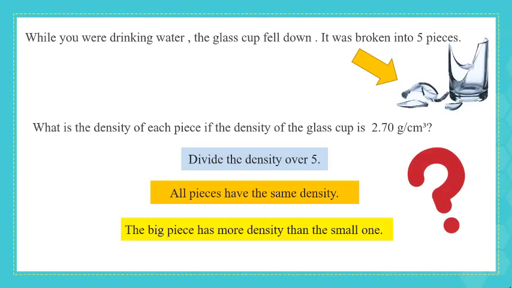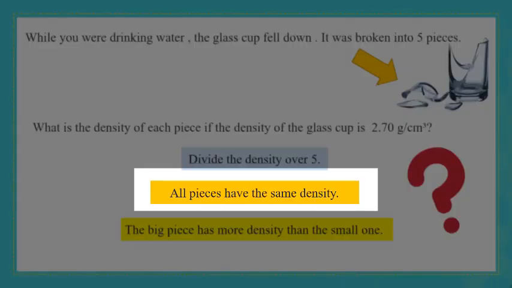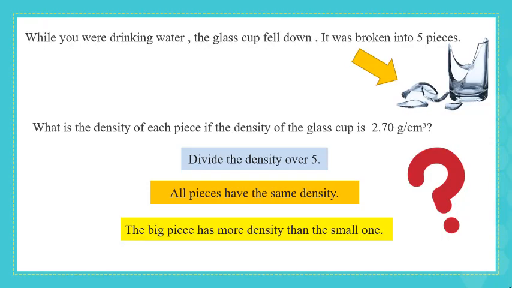Let's return to this question. What's the correct answer? What will be the density of each piece of this glass cup? The correct answer is the second choice, where all the pieces have the same density. Each piece has a density of 2.7 gram per centimeter cube.